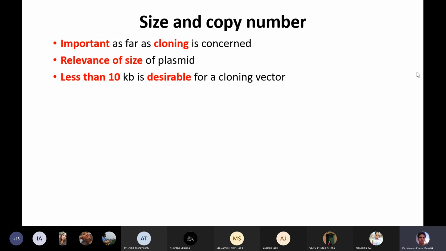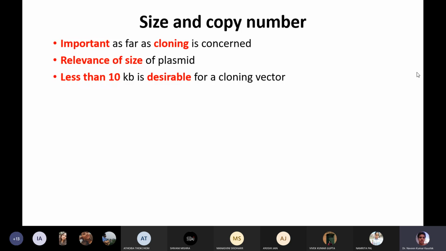But when we are talking about recombinant DNA technology, size is important for us, because the cell that we are going to transfer our plasmid into may not be the natural host of the plasmid. So one thing you should get clear is what this host means. Host means a cell which is going to carry your plasmid. Because this plasmid, as we mentioned, is not a necessary component of your cell. It is an additional one.